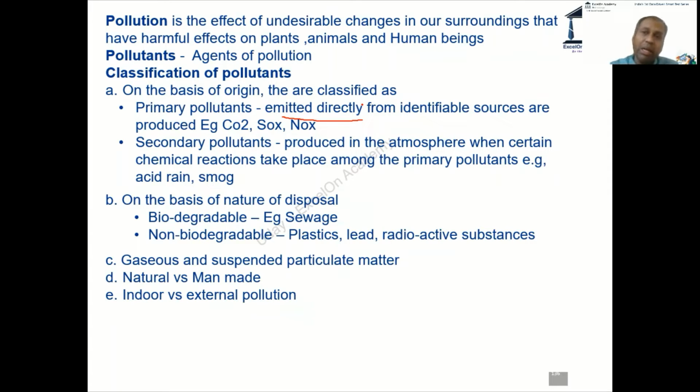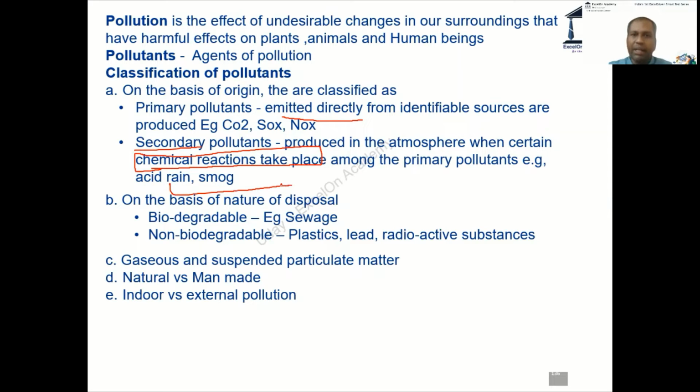Secondary pollutants are those kinds of pollutants which are formed as a result of two or more pollutants mixing together due to chemical reaction, usually due to chemical reaction. So secondary pollutant means what? The keyword is that a certain chemical reaction takes place. This is your secondary pollutant among the primary pollutants. For example, so let's look at it.